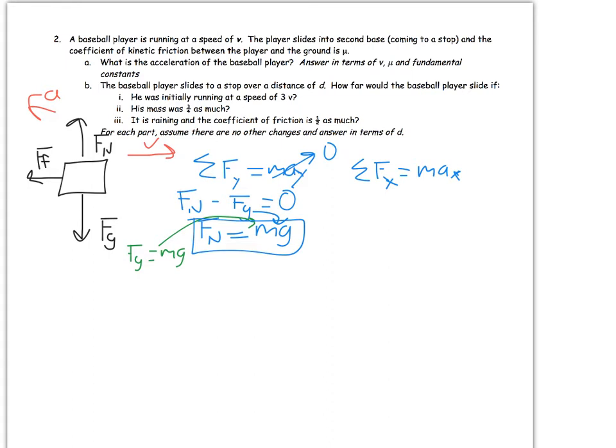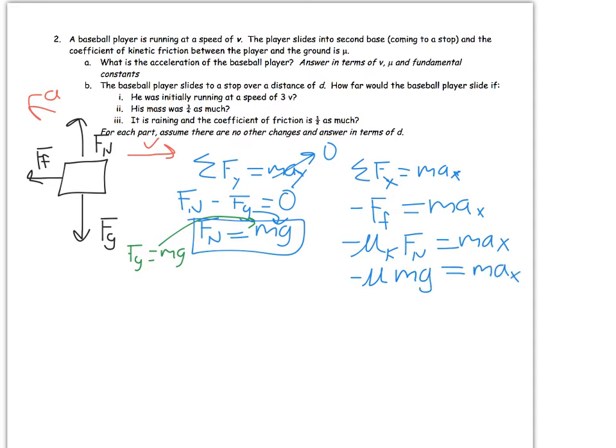On the x side of things, I'm going to say negative Ff because it's going to the left, and I'm going to use my standard sign convention, is equal to m times my x acceleration. I know that my force of friction is always mu k times my normal force, and that's going to be equal to max. And I'm going to substitute in here. I'm told that my coefficient of friction is just mu. I solved for the normal force over here, so I'm going to sub in mg for my normal force, and that equals m times my x acceleration.